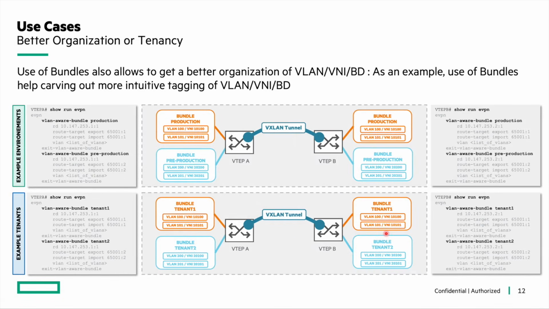And finally, the third use case allows to get a better organization. As bundles allow to group VLANs and to take any kind of name, it becomes very easy to better organize services per group or per topic. So as you can see on the slide, we've made two examples. The first one groups VLANs per type of environment, as an example with production and pre-production, and the second one groups VLANs per tenant. So here we have tenant 1, and you can see another group, another bundle called tenant 2.